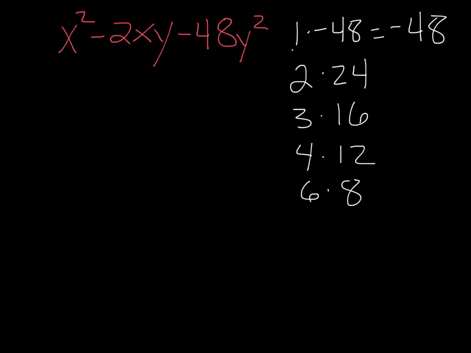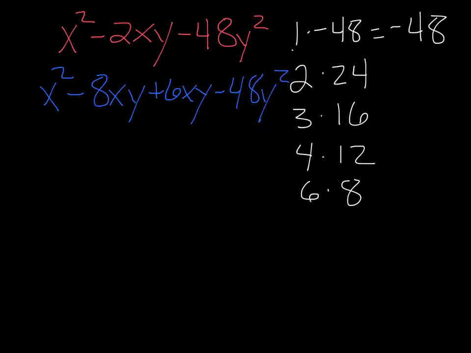So we're going to rewrite this as x squared minus 8xy plus 6xy minus 48y squared. Again, nothing has changed. We've just rewritten the middle term. And again, the beauty of the A times C method is we're not really too concerned about these variables. So negative 8xy plus 6xy gives us negative 2xy.